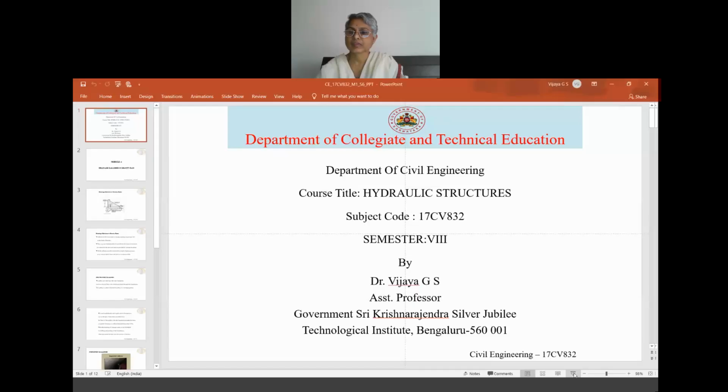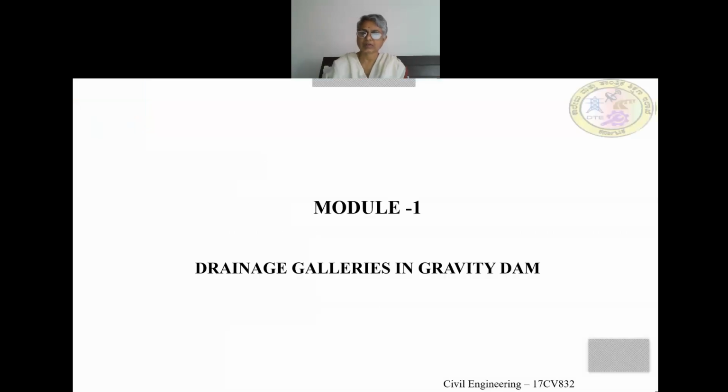So in this particular session, we will learn about drainage galleries. What are the different types of drainage galleries? Why does a drainage gallery have to be provided? And what are the different functions of a drainage gallery in a gravity dam? So I'll share the content. So this is about drainage galleries in gravity dam.